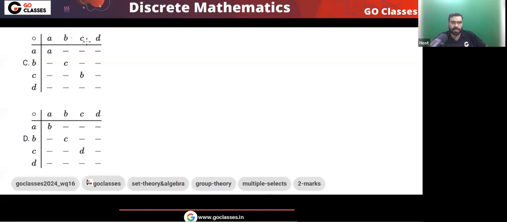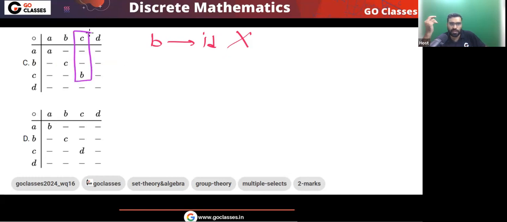Next, let's see the next part. So tell me, what about this one? Can you notice the same problem will come? Can I make A the identity element? First of all, let's see: can I make B the identity element? No, right? Definitely B is not the identity element, because you can notice already these are different. So B cannot be the identity element.